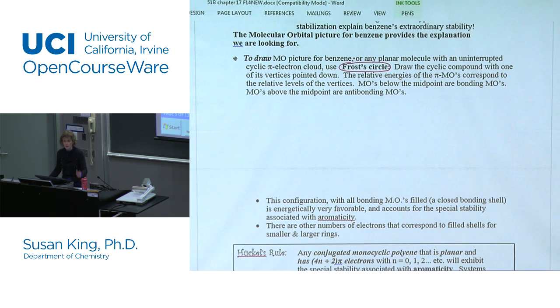When you have a ring where all of the atoms are sp2 hybridized, you can use a Frost circle to draw the molecular orbitals. So you draw the cyclic compound with one of its vertices pointing down. I'm going to draw benzene really big here. The vertex is where two bonds cross. The relative energies of the pi molecular orbitals correspond to the relative levels of the vertices, and molecular orbitals below the midpoint are bonding, and molecular orbitals above the midpoint are anti-bonding. So every one of these vertices is a molecular orbital.